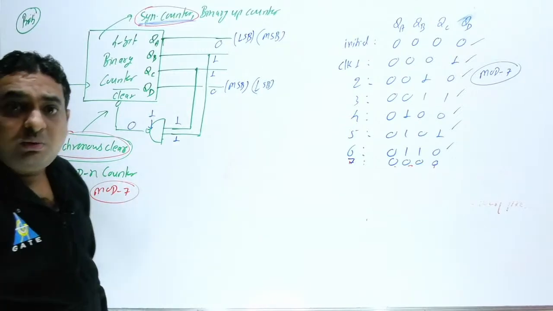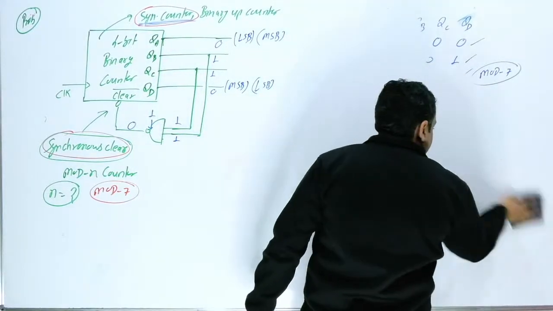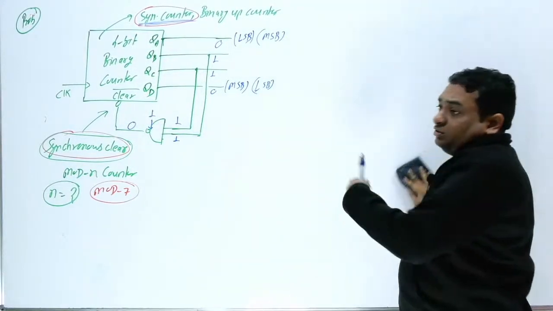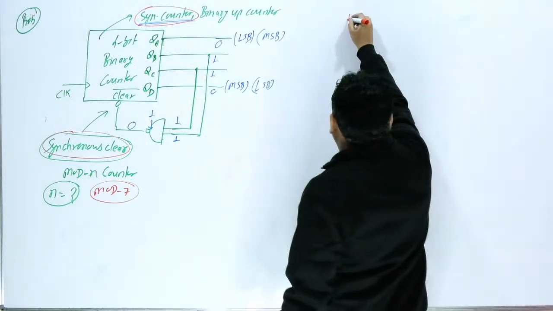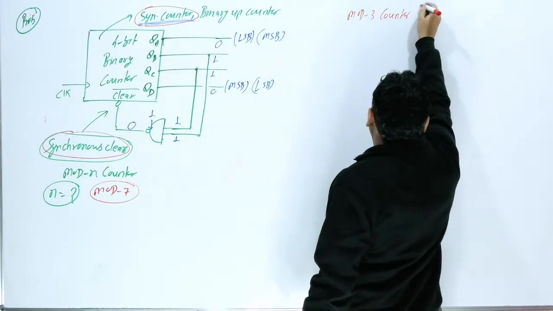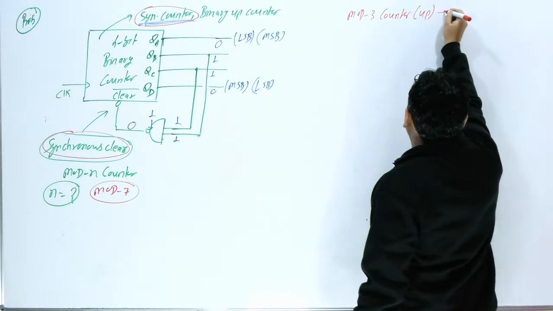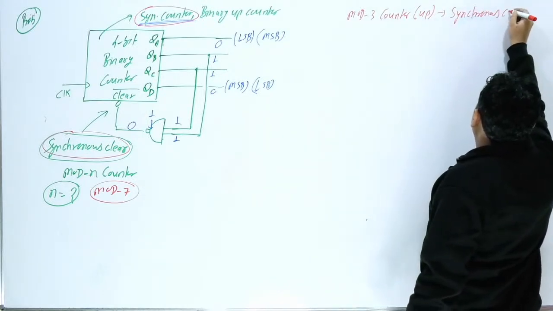Okay, but what exactly is synchronous clear? I want to explain, and why you use synchronous clear in a synchronous counter. This is the second question. So I am going to implement a mod 3 counter, and what kind of counter is this? An up counter. And which kind of counter? This is a synchronous counter.